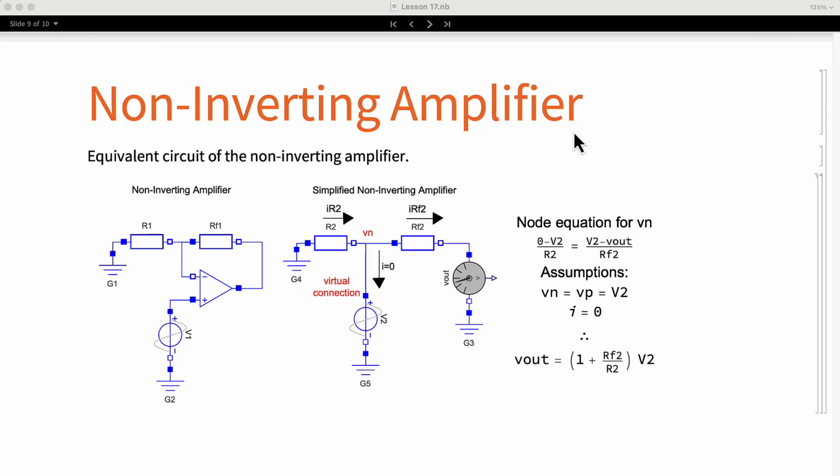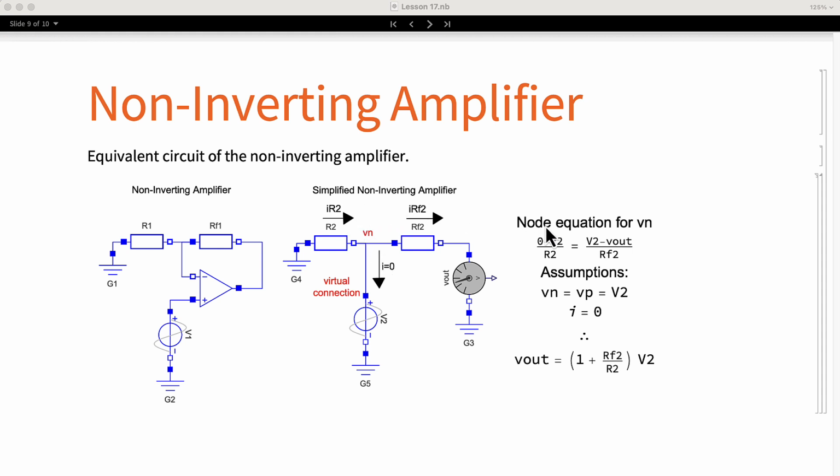Now let's analyze the non-inverting amplifier using the assumptions we defined. The non-inverting amplifier can be simplified to the following circuit, which has a virtual connection. The voltage source V2 is defining the voltage at the node Vn, but it is not really connected because there is no current. The equation for the node V2 is the following.